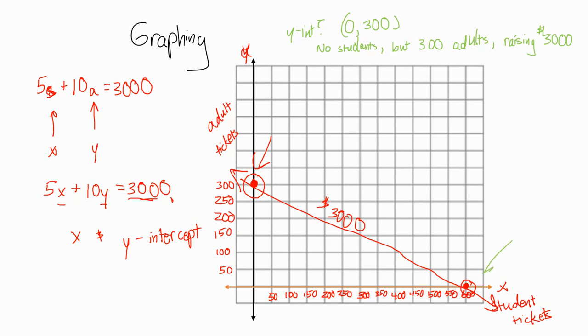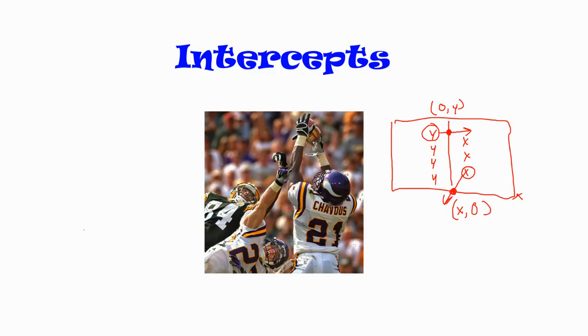Okay, I want you to take a stab at interpreting the x-intercept. The x value is 600 when y was 0. What does that coordinate pair mean in this scenario? Well, you should have said something like, if no adults bought tickets, 600 students could buy it, and it would raise the $3,000. Awesome. Let's move on.